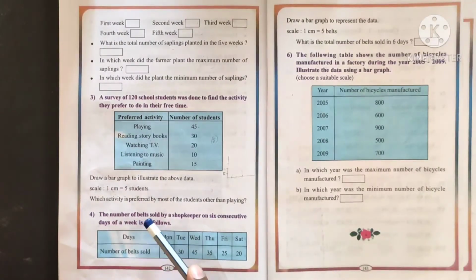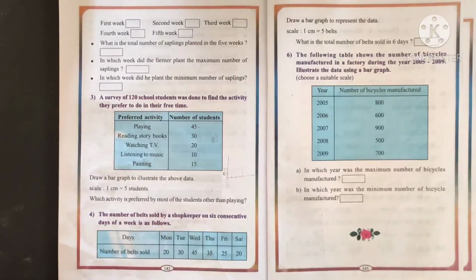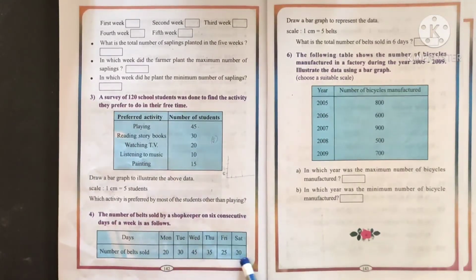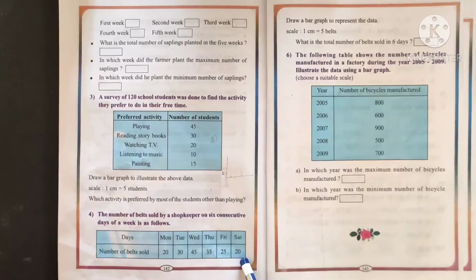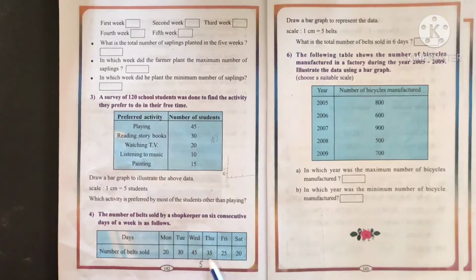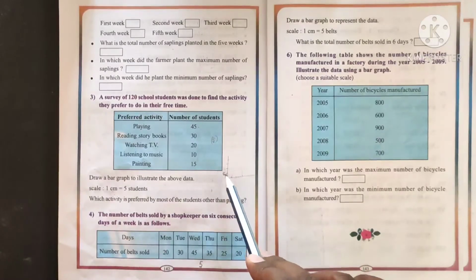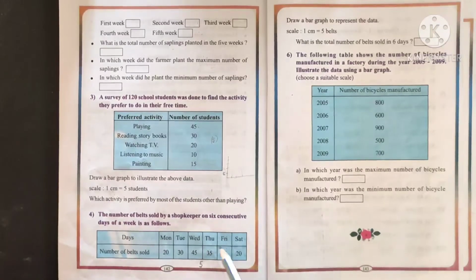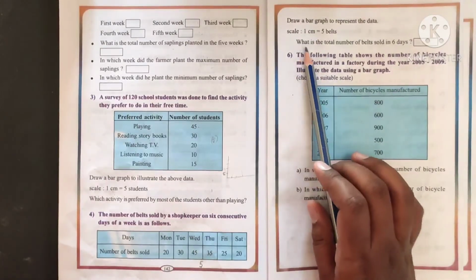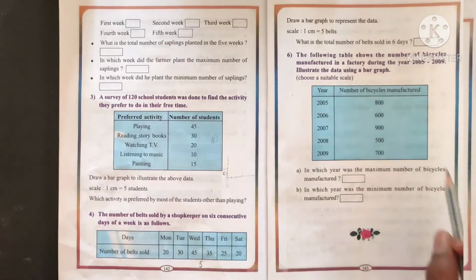The number of bells sold by a shopkeeper on 6 consecutive days of a week is as follows. Means daily he sold these many number of bells. Now in the bar graph you can see again, these are the multiples of 5, which means 5 is the common factor. 5 divides each of them without leaving behind any remainder. Take the scale, 1 centimeter is 5 bells. Then draw the bar graph. What is the total number of bells sold in 6 days? Add all the numbers, you will get the total number of bells sold.